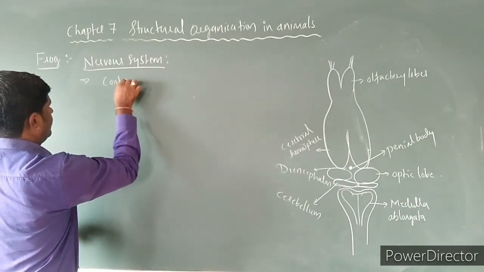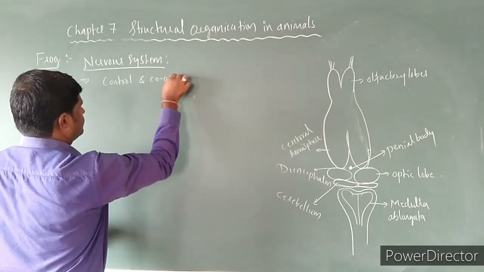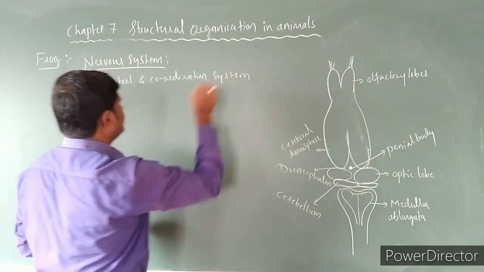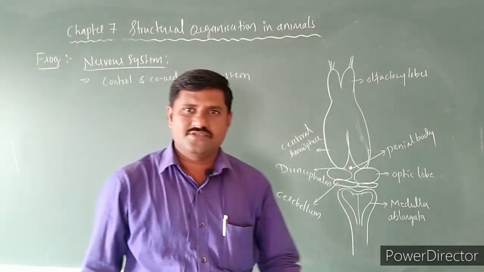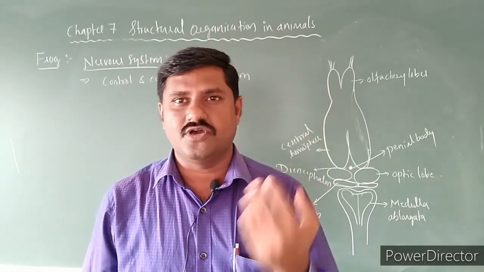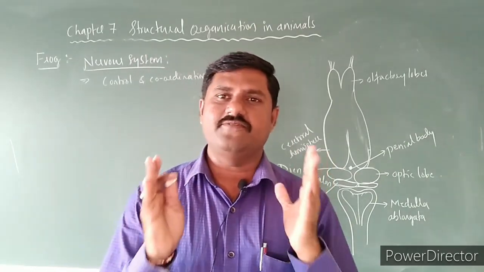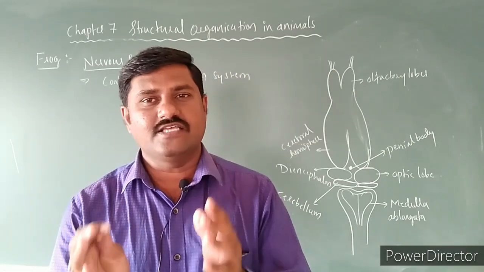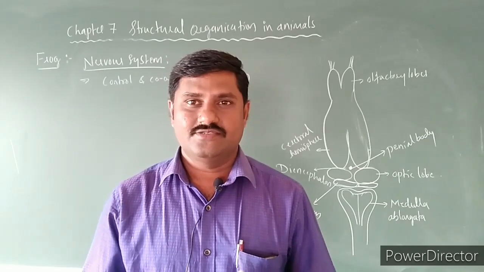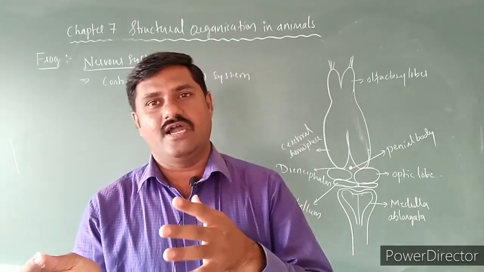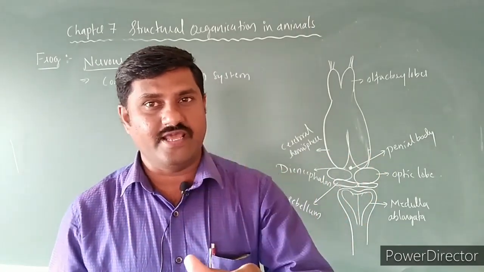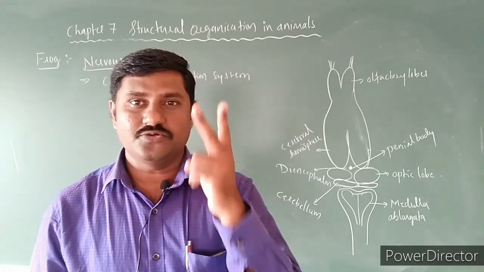So here, control and coordination system, right? What is this control and coordination system? This is the system which controls all the functions of the body, even movements, talking, seeing, everything. Every function is controlled here, as well as the coordination among all those functions. Digestion, absorption, circulation, respiration, all these are coordinated here. That is the coordination system.